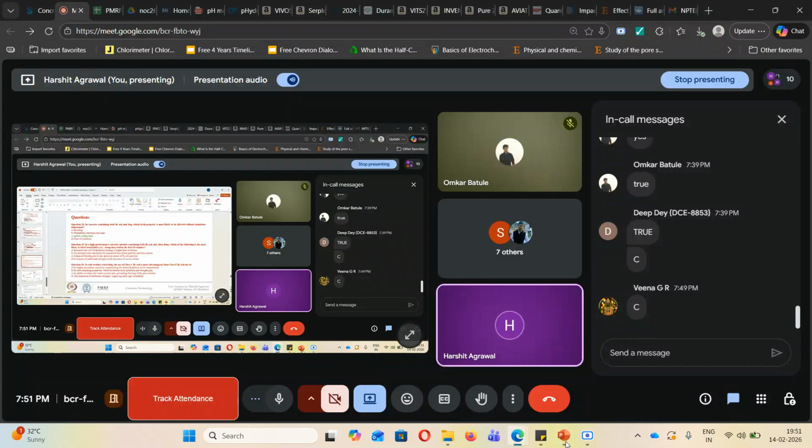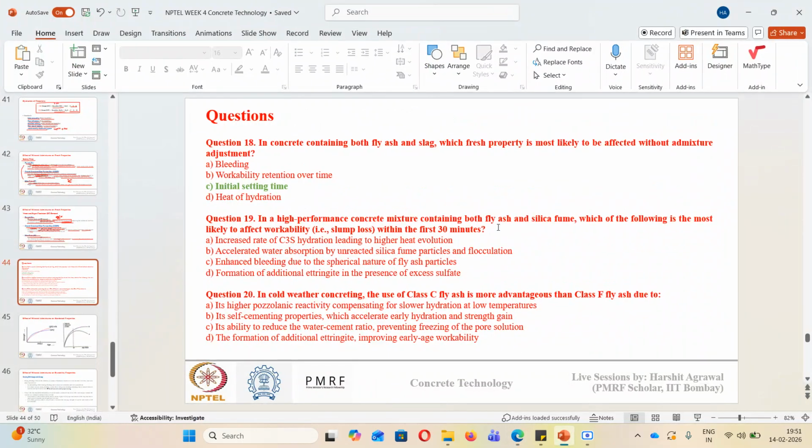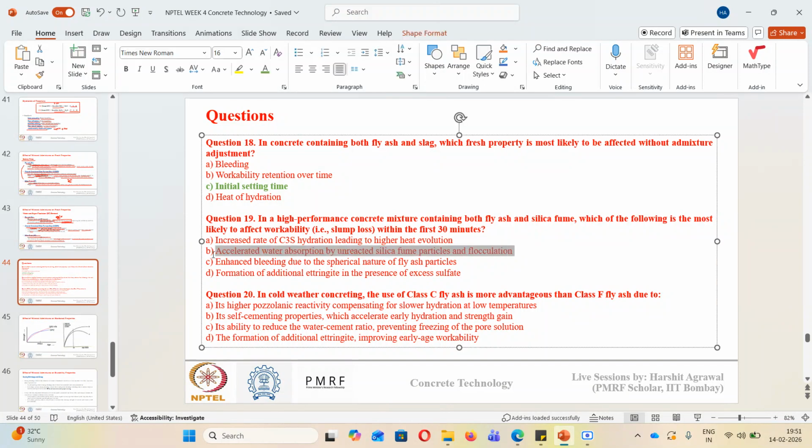Okay, the correct answer for this will be B, because it has silica fume also in its mix, and silica fume we know has higher fineness, and it increases the water absorption. So in first 30 minutes you will see that silica fume particles contribute to accelerated water absorption, and it will cause flocculation. Because of early hydration, you will see workability loss happening within first 30 minutes.